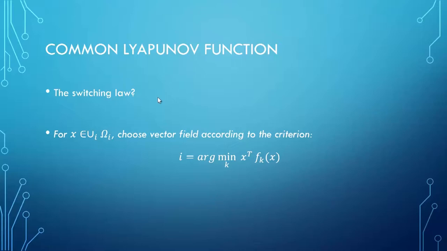And if you can decide which system to switch, if you have multiple systems, you can choose which system to switch. If you have that freedom, then you can choose the best one, according to the min rule. So this x transpose f you can consider as kind of V dot, the decreasing rate. And you choose the minimal one.